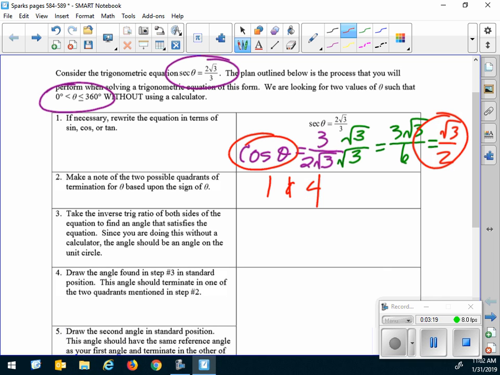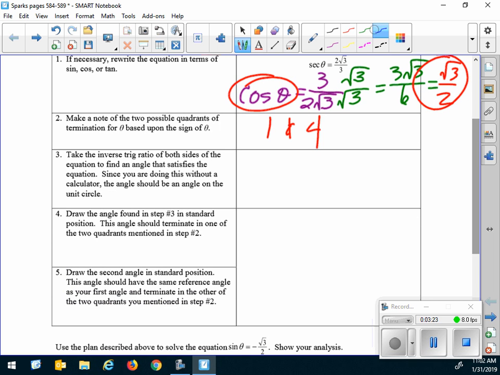Now, here's the way I want you to think through this. I want you to just ignore this. Okay. We've got cosine theta equals root 3 over 2. Well, you're not really ignoring it. I'm just going to have you think through it in a different way, maybe.